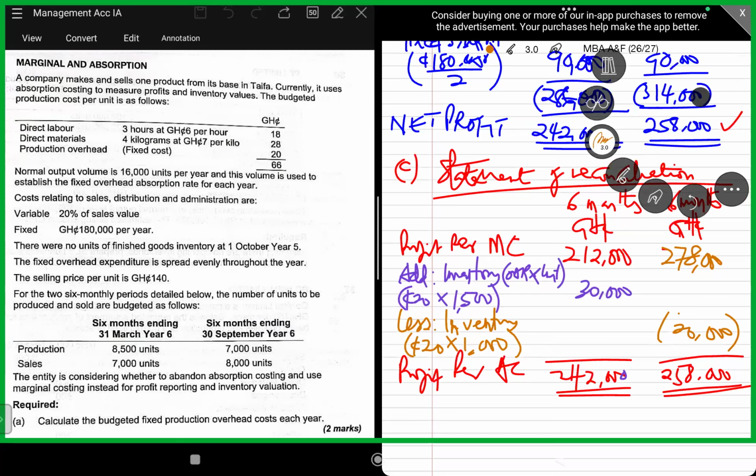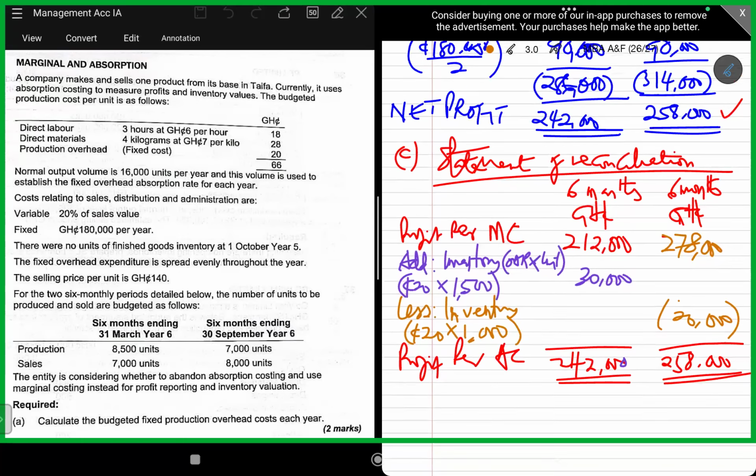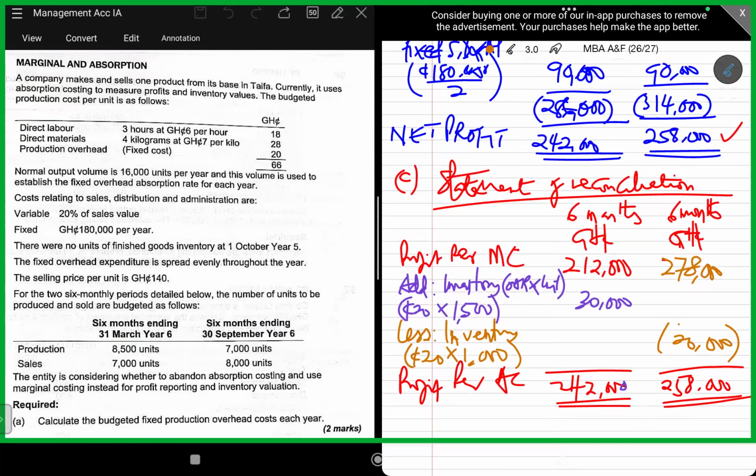We are done with the reconciliation. Now, how did I spot that it was wrong in the first instance? I showed you that the closing inventory for the first 6 months was 1,500 from the workings. Is that correct? Then less inventory, it was 20 cedis times 1,000. That's how I spotted it was wrong. So sometimes when you make a mistake, you can take notice of it.